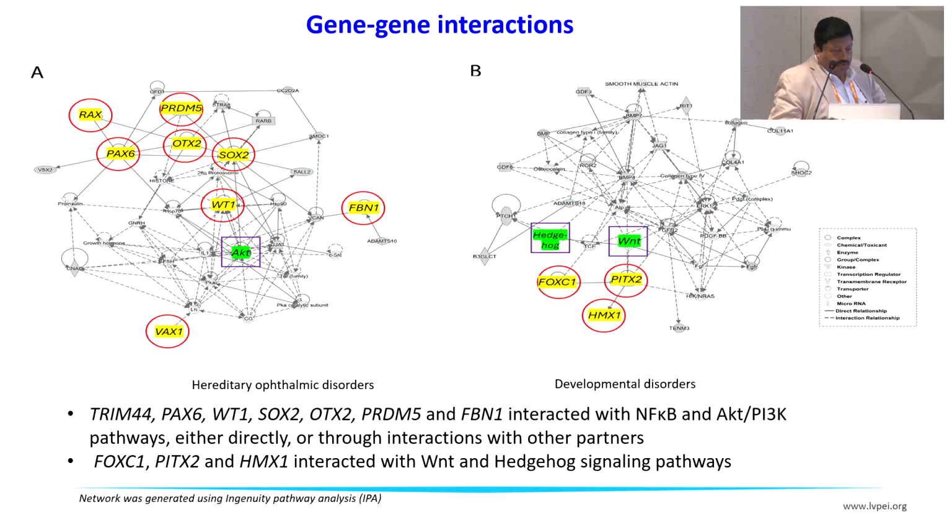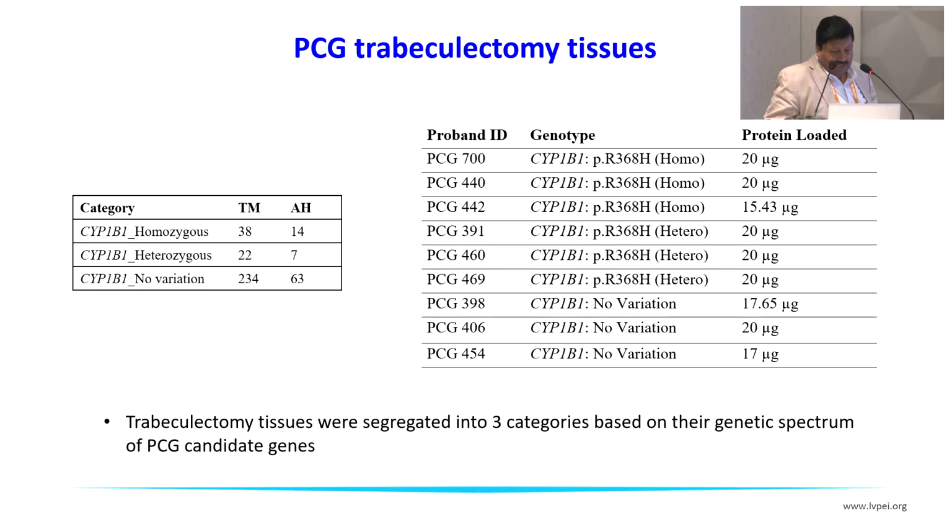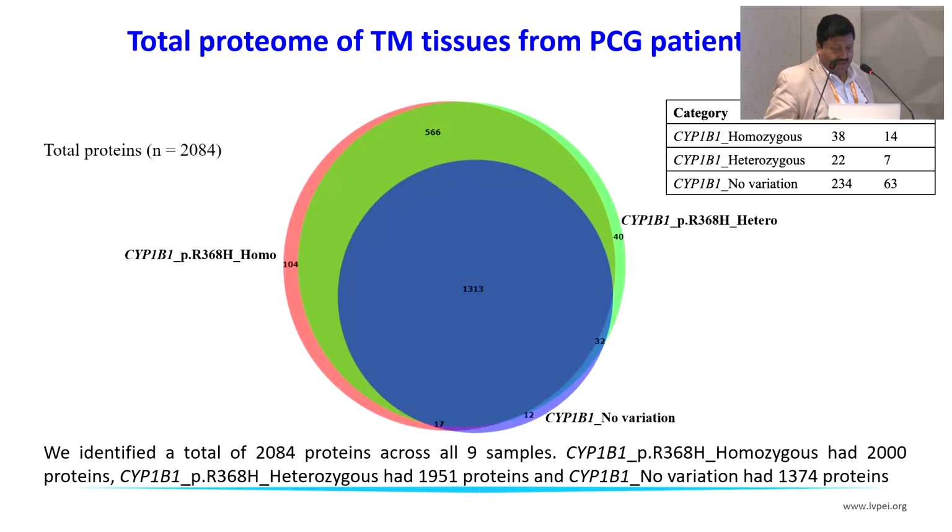And when we do these interactions, we find, to cut a long story short, that there are two different pathways that stand out, the hedgehog signaling and the Wnt signaling pathway. And these could be involved in congenital glaucoma. We then took it into proteomics. Based on the genetics, we categorized the cases into homozygous, heterozygous, and those without variations in CYP1B1. And we found that there are certain unique proteins which are present in the trabecular meshwork of these patients.